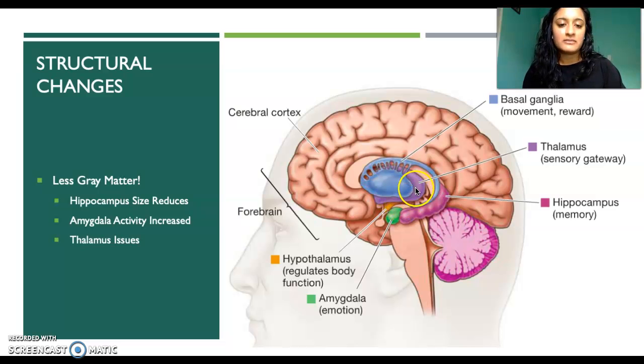Then we have the thalamus, which is this purple structure over here. The thalamus receives the most sensory information and relays it onwards to the appropriate parts of the cerebral cortex. But there's a problem with this in depression. It doesn't get through and the links aren't put together. And that's essentially what goes wrong in depression.